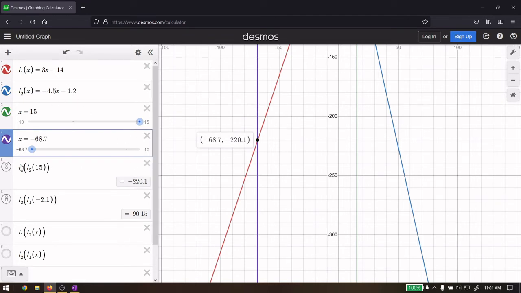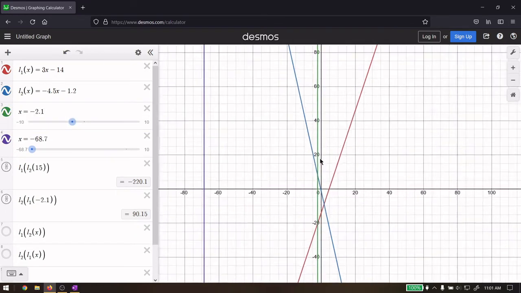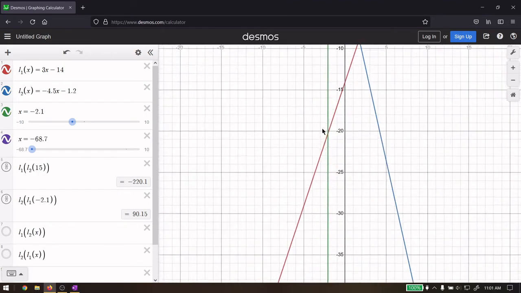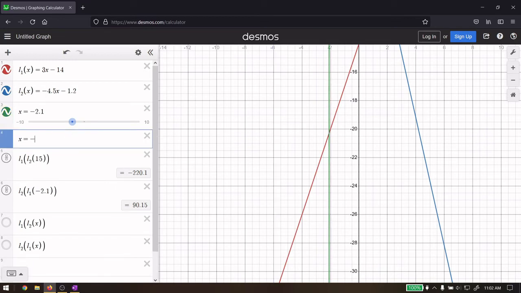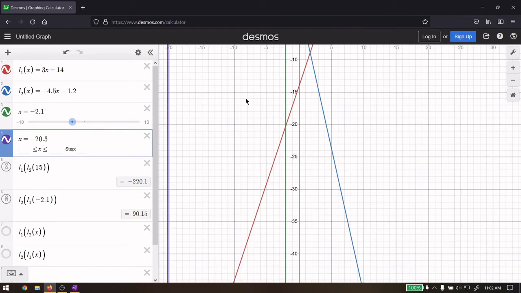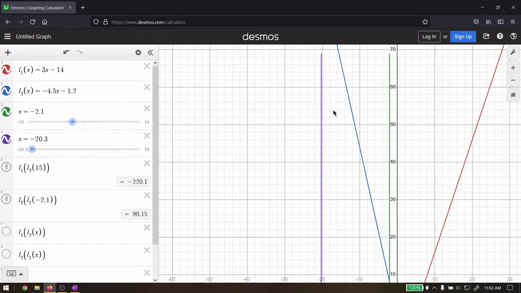So doing the same process for the other way, I'm going to plug negative 2.1 into L1 of x. L1 is the red line, so I'm going to plug in negative 2.1 into L1 of x. That's going to give me negative 20.3. Take that output and plug it into L2 of x. Negative 20.3. And that gives us, again, plugging it into L2 of x, we need to go to the blue line.